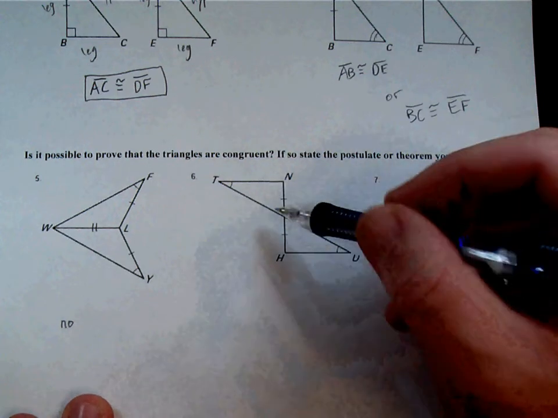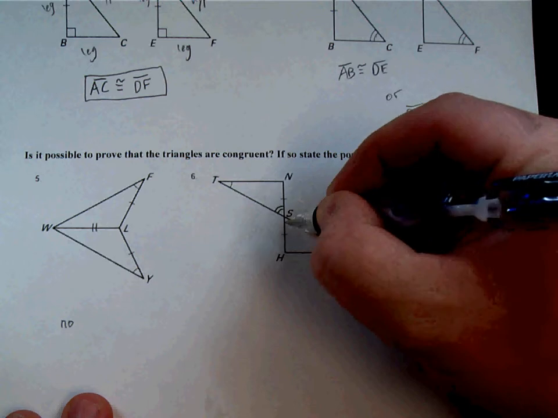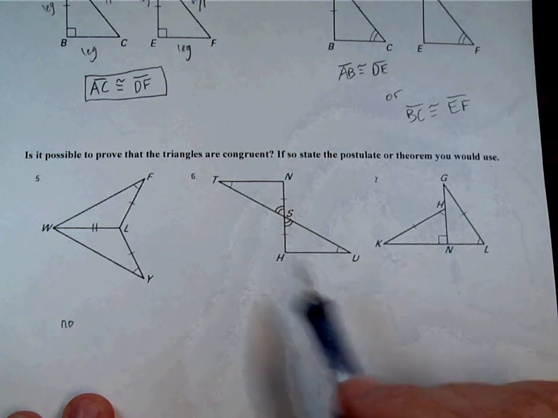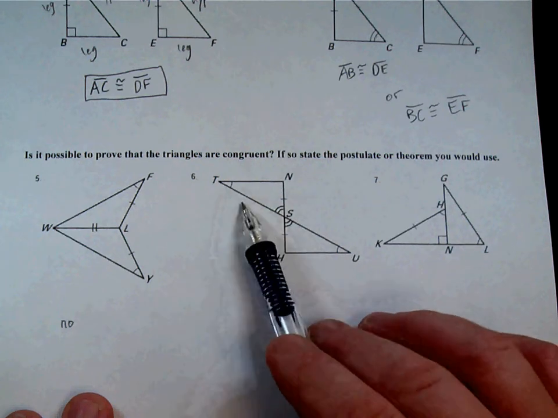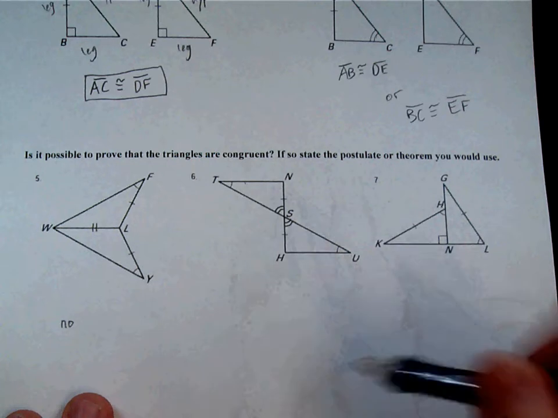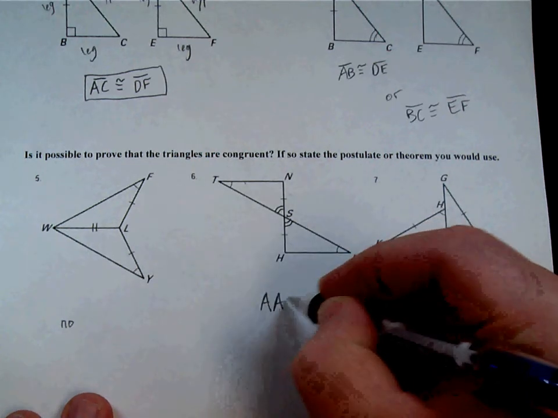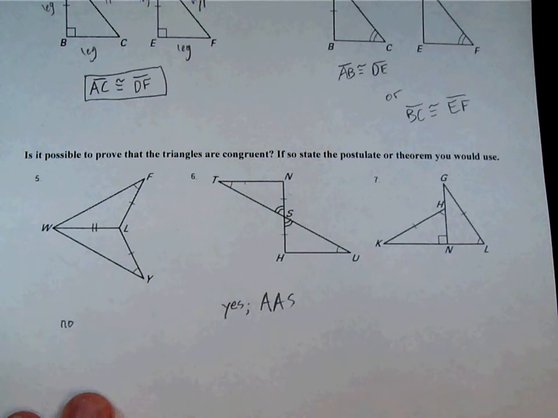Number 6. Here we have vertical angles. I've already used single arcs, so I better use double arcs on our vertical angles. So I have two angles, a single and a double arc, and then a side. Not the one between them. It's not angle, side, angle, but two angles in a row, and then a side. Angle, angle, then side. AAS. So first of all, that was a yes, using angle, angle, side.